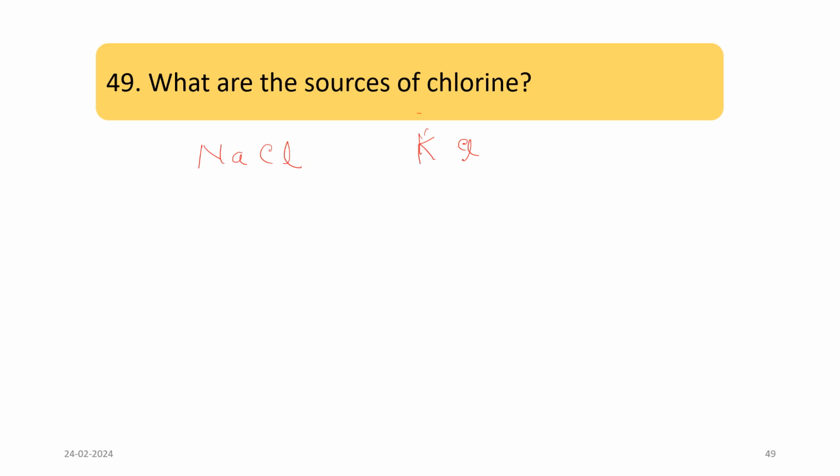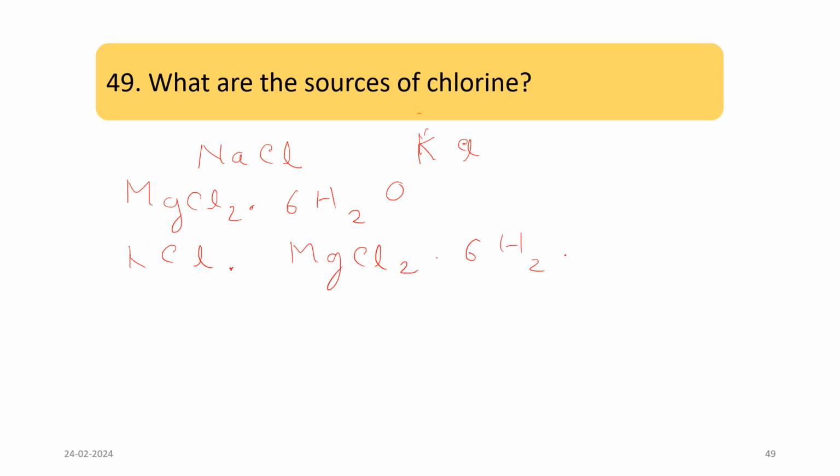then bischofite, MgCl2 hexahydrate, MgCl2·6H2O, then carnallite. So you have KCl·MgCl2. In the exam they might ask the chemical formula for this name, carnallite. They may ask what is the chemical structure of carnallite. So you have to remember it very carefully. Okay, ma'am.